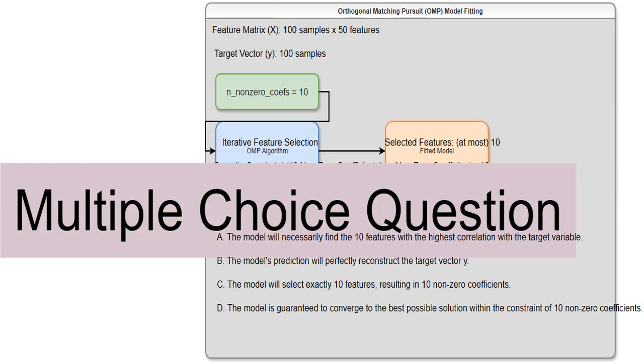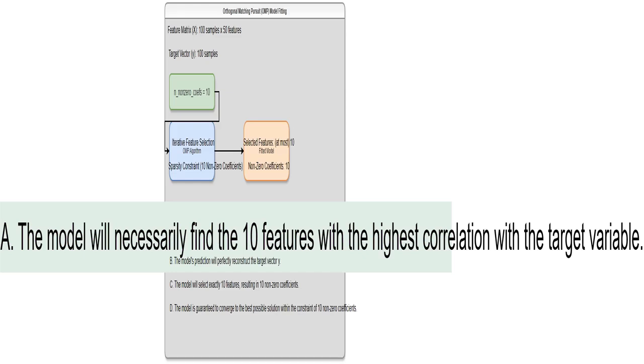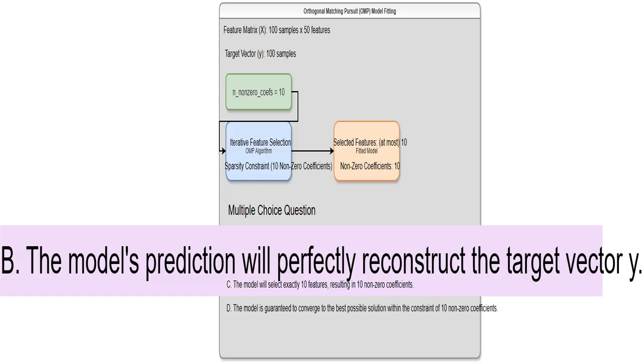This is a multiple-choice question to test your understanding of OMP and its behavior under a sparsity constraint. This is false because OMP is a greedy algorithm. It chooses the best feature at each step, not the overall best 10. Think of it like choosing the best ice cream flavor one at a time, not picking the 10 best all at once.